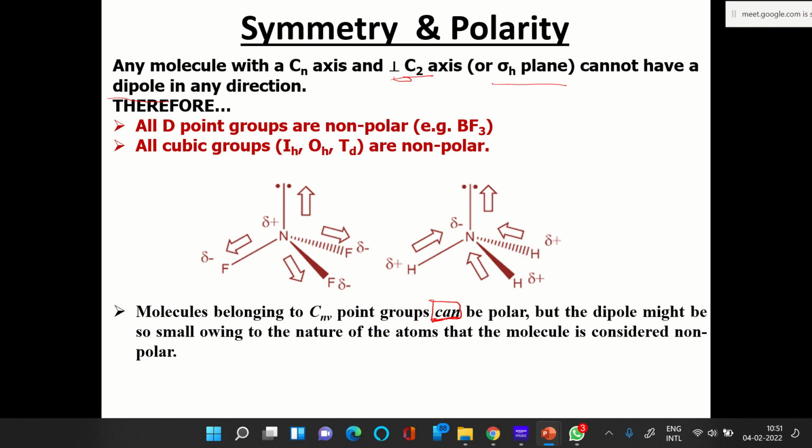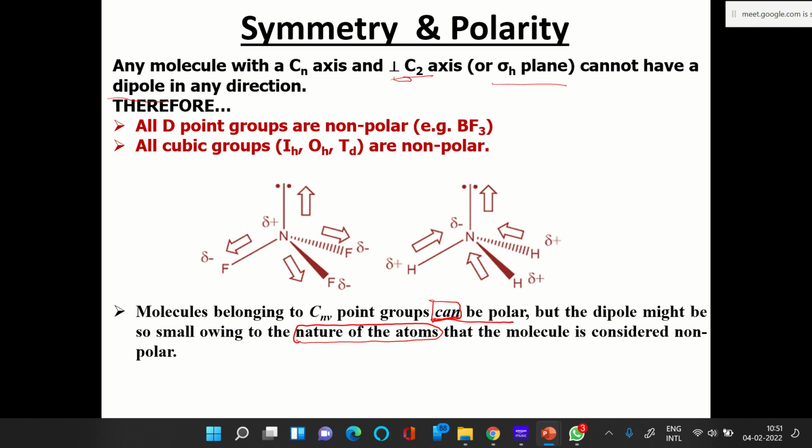I am not saying, we are saying they can be polar. So a C_nv point group is likely to be polar, but what will be the magnitude, we are not sure. That depends on the actual atoms forming the bond, and if the electronegativity difference is less, then the dipole moment will be very small or negligible, and in that case you won't see any dipole moment. So the nature of the atoms also affects the dipole moment, and that also needs to be considered.